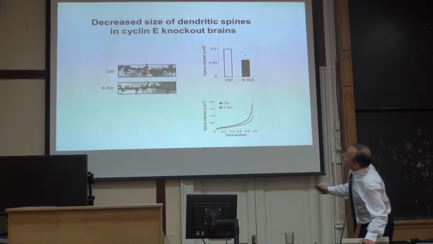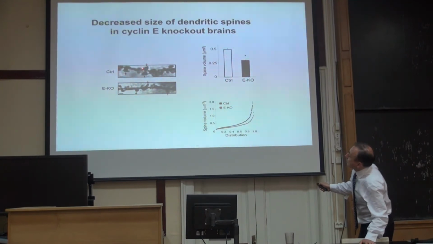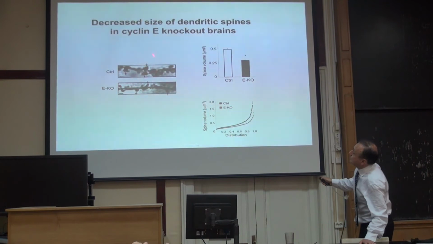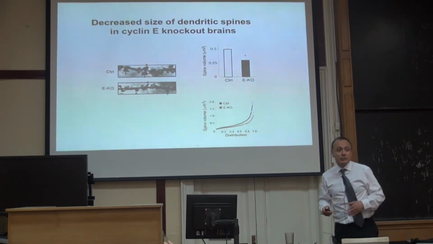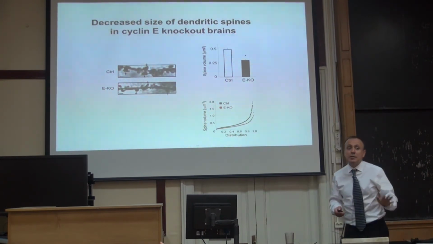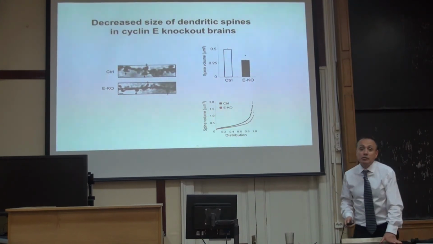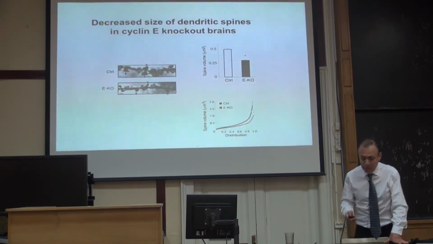Here we are looking at the size of dendritic spines as a marker of maturation. These are the dendritic spines in control, and these are in cyclin E knockouts, and this is the quantification. I told you that this is the place where the memories are stored. So the hypothesis here, please remember this, we'll get back to it later, is that these mice may not be able to store their memories correctly.